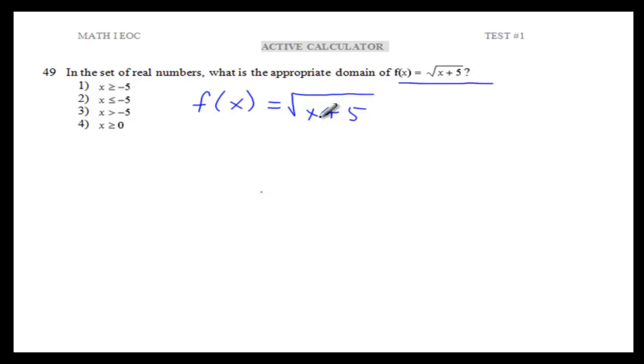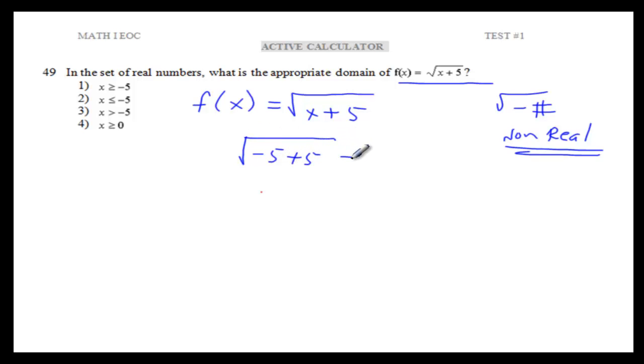First of all, the square root of a negative number is not a real number, non-real, and that is something we don't deal with. The entire square root, whatever is inside, must be either 0 or greater than 0, it can't be negative. What number added to 5 makes the entire square root equal to 0? Negative 5 plus 5, that is 0.